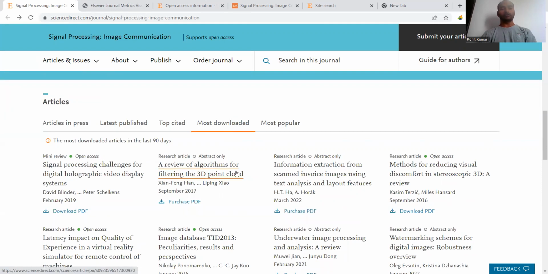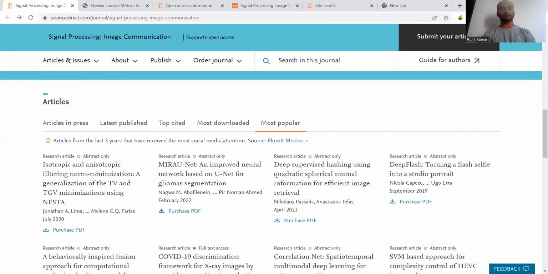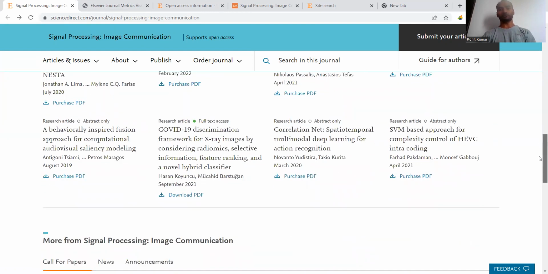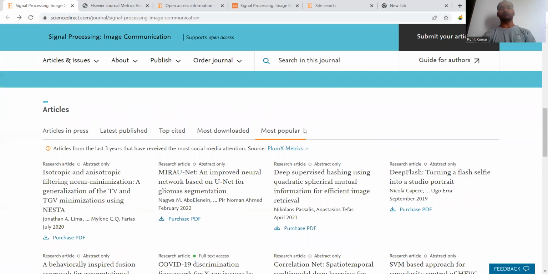So obviously, open access papers do belong to this particular category, and you can see that some of the articles do belong to this category, and most popular means which are the popular domain. Most downloaded doesn't mean most popular. So most popular might be just based on the Plumx metrics here. Okay, so in this way, you can have the most popular papers.